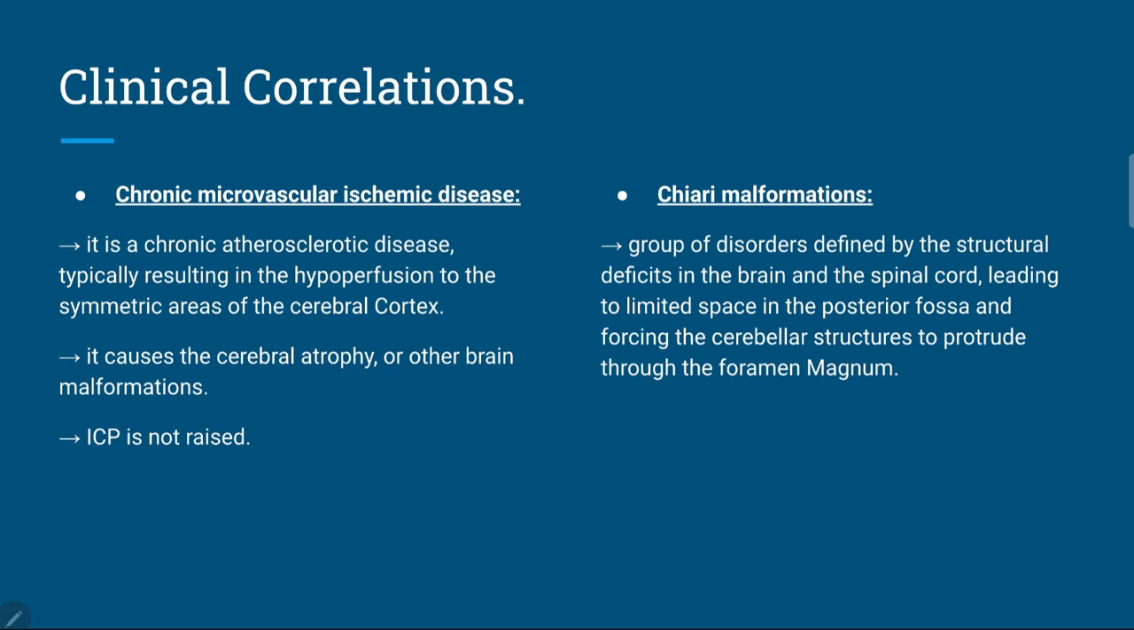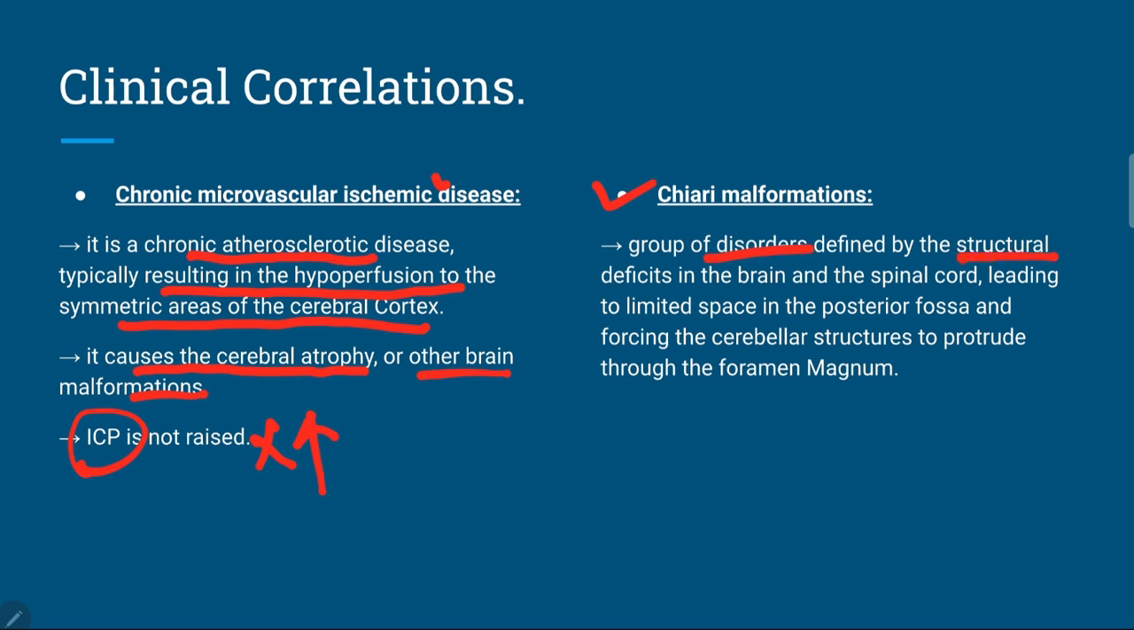Now the next one we're going to look at is chronic microvascular ischemic disease. It is a chronic atherosclerotic disease, typically resulting in hypoperfusion to the symmetric areas of the cerebral cortex, and it causes cerebral atrophy and other brain malformation. ICP is not raised. The next one is the Chiari malformations. It's also a group of disorders defined by structural deficits in the brain and the spinal cord, leading to limited space in the posterior fossa, and it forces the cerebellar structures to protrude through the foramen magnum, which is also very dangerous for the patient.